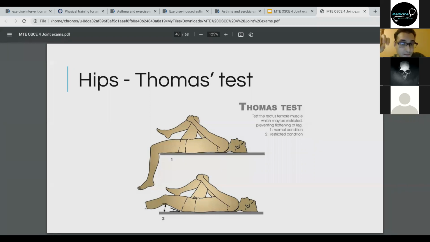Someone's asked, can you do this test without the leg hanging off, or is that an essential? I was always taught with the leg hanging off the end of the bed. I think if you have them lying completely flat against the bed, you can't test then if the knee extends on the resting side. So I was always taught it with the leg hanging off the end of the bed.